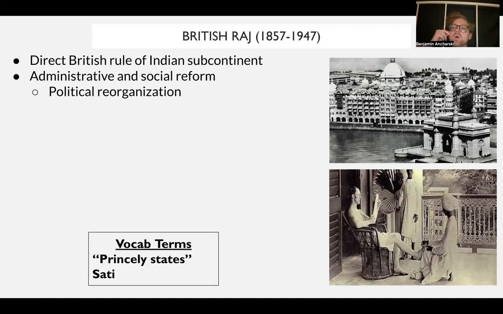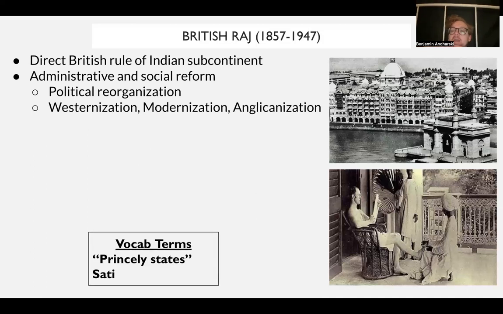That's what we generally call these areas. But for the most part, at the end of the day, who's really in charge is the British government back in London. So there's that political reorganization. But we do see other ways that the British Raj is introducing changes into Indian society, or at least attempting to introduce changes. And we see this expressed in a variety of different ways.